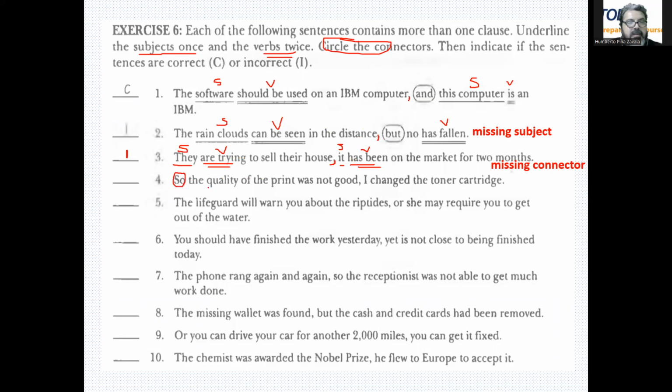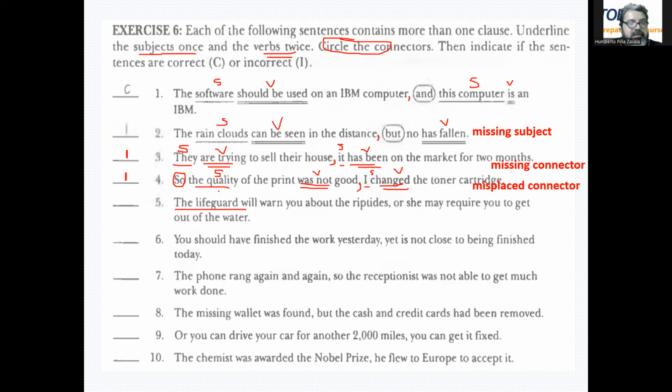So the quality of the print was not good, comma, I, subject, changed the toner cartridge, right? So you got subject, verb, comma, but the connector is in the wrong position. So this is incorrect because this type of connectors go in the middle.